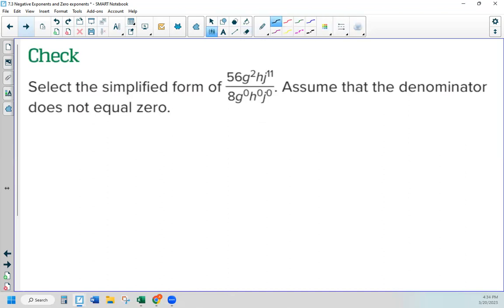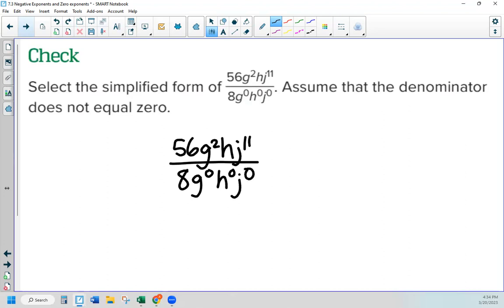So what do we do here? Well, we do everything we kind of know what to do with. I'm going to first write everything down so I have it all here and I can start making some changes and marks to it. G to the 0, H to the 0, J to the 0 power.